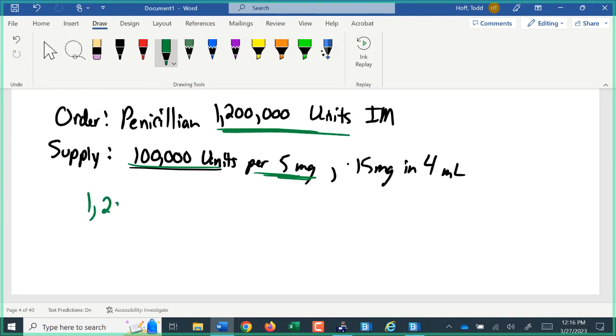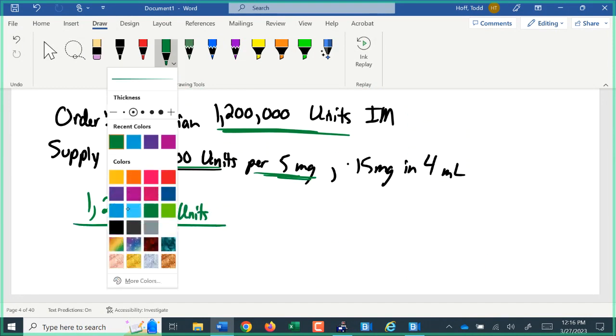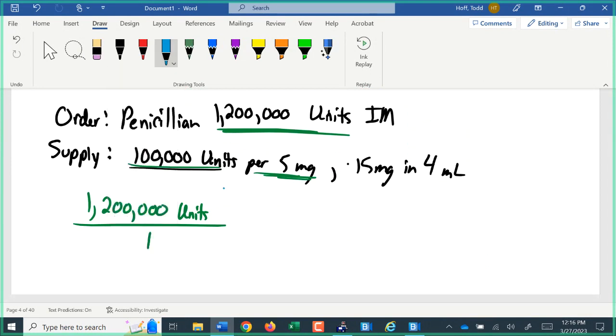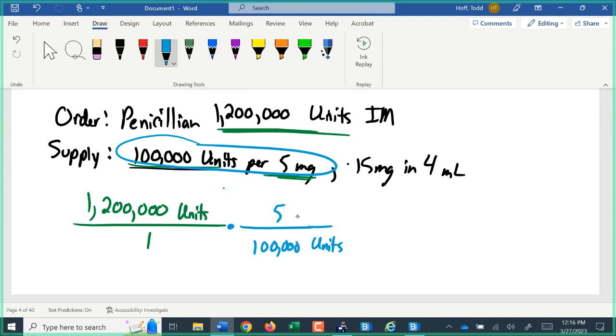1.2 million, 1,200,000 units over what? Units can be abbreviated with just a capital U. I tend to write out the whole word because the capital U can get confusing to people. So we're getting rid of units, so I'll put it on bottom. We have this equivalency, 100,000 units in 5 milligrams. Now the units have canceled out. We are in milligrams, not where we want to be, so we have to keep going.